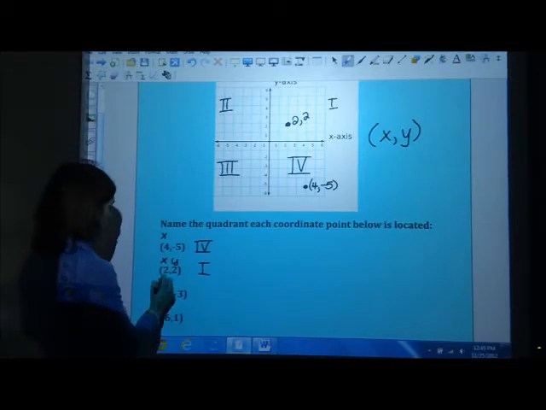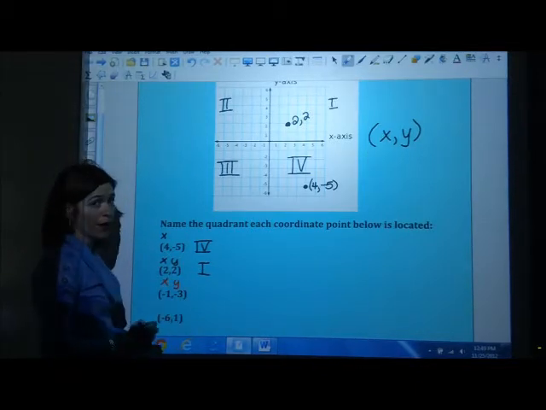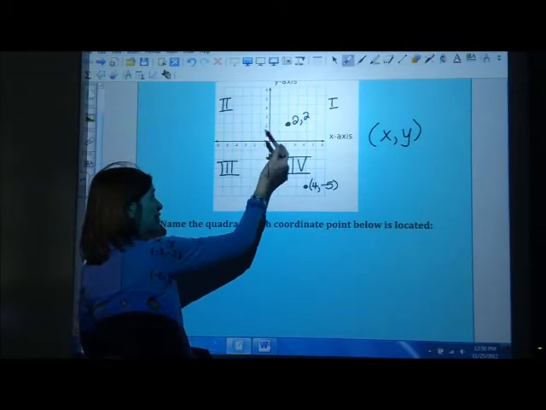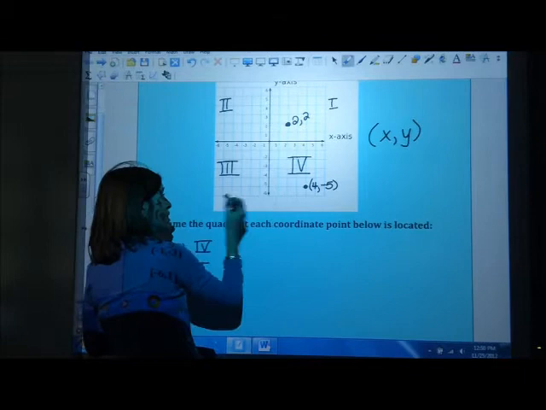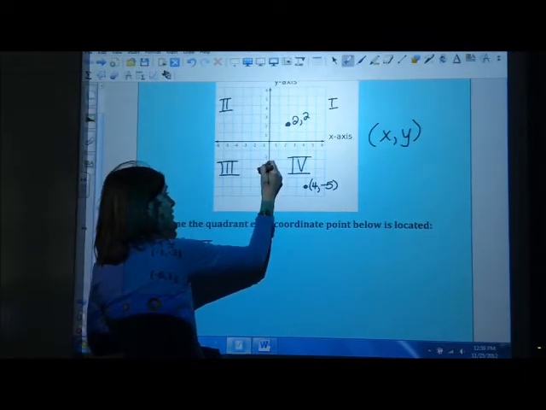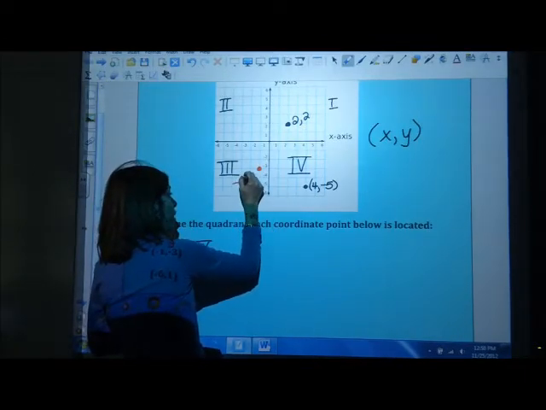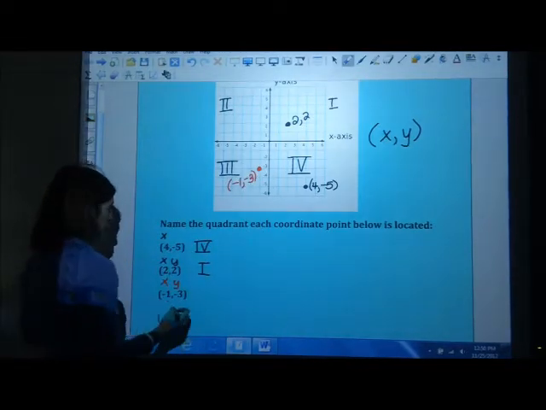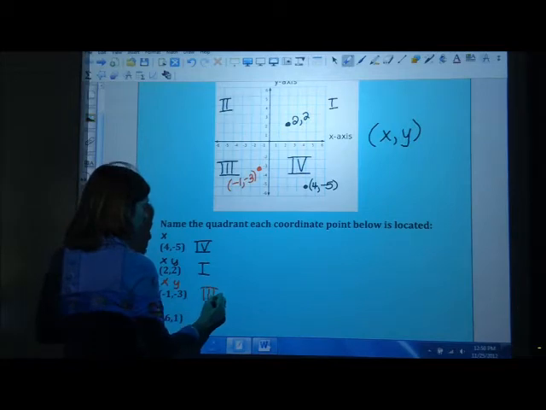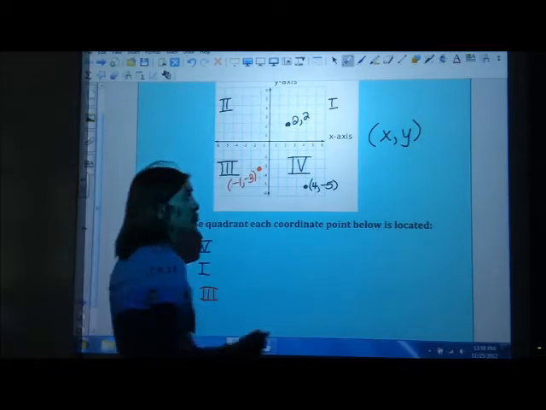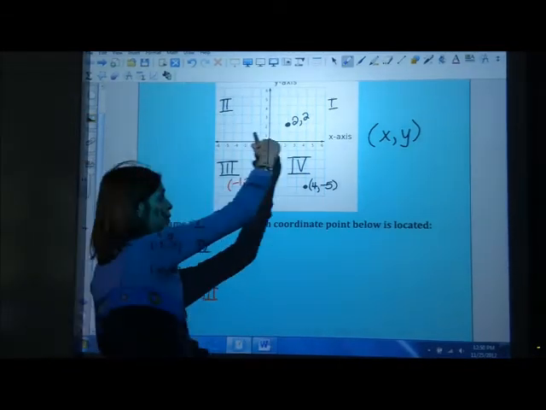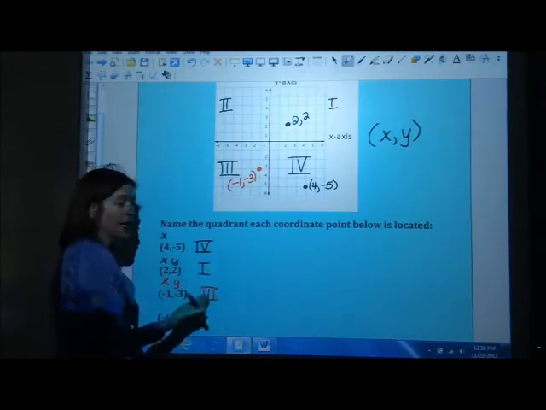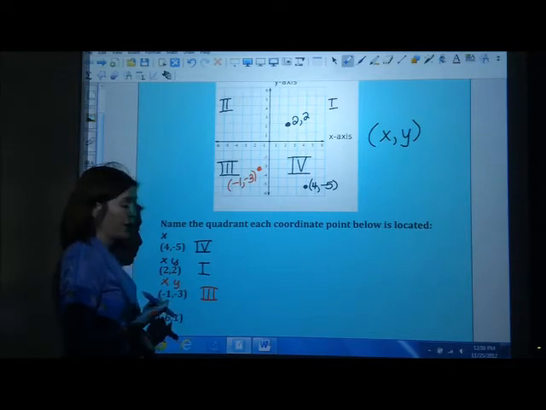(-1, -3). Okay, so now we've got both negative points. So -1, we go along the x, so we're going to go to the left if it's negative, and we're going to go down to -3 because it's negative. I'm going to plot that point, (-1, -3), and so it would be in quadrant 3. Now since you're taking your own notes, I want to make sure that you've got a coordinate plane plotted. You've got the coordinate points we were talking about here, and you're labeling with the appropriate coordinate point, okay?